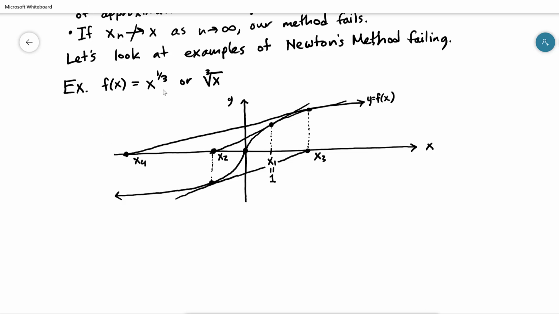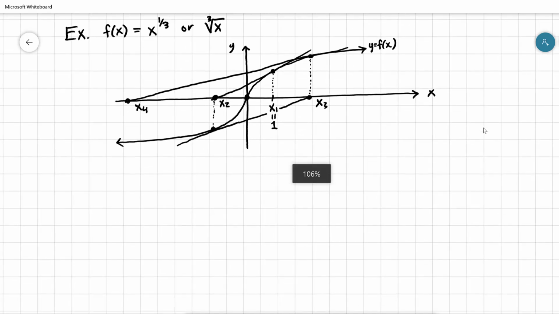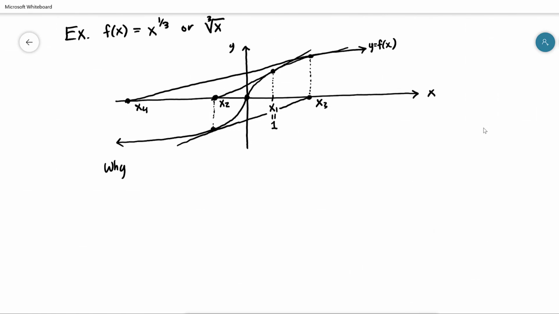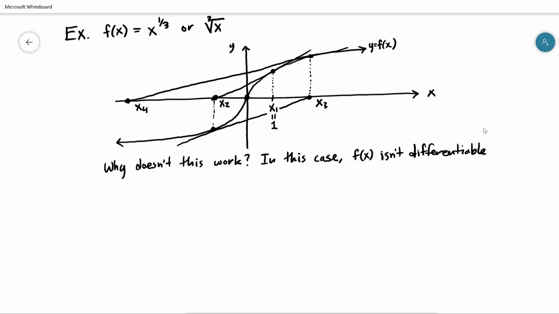So why does this happen in this particular case? Why isn't it working? In this case, one of the big issues is that it turns out our f of x isn't differentiable at the point that we're interested in, at x equals 0.